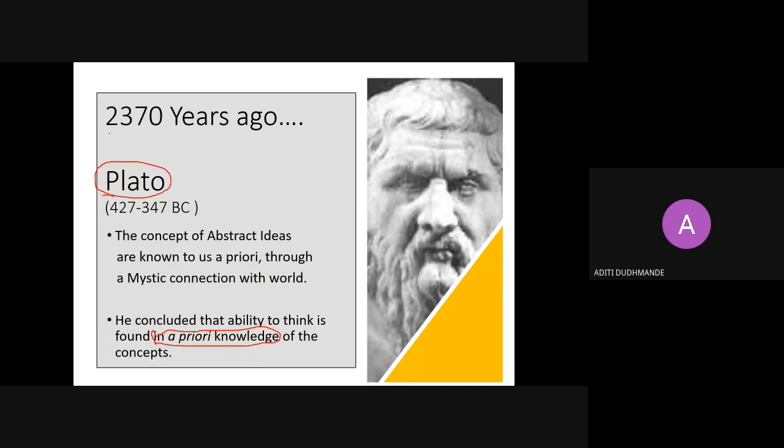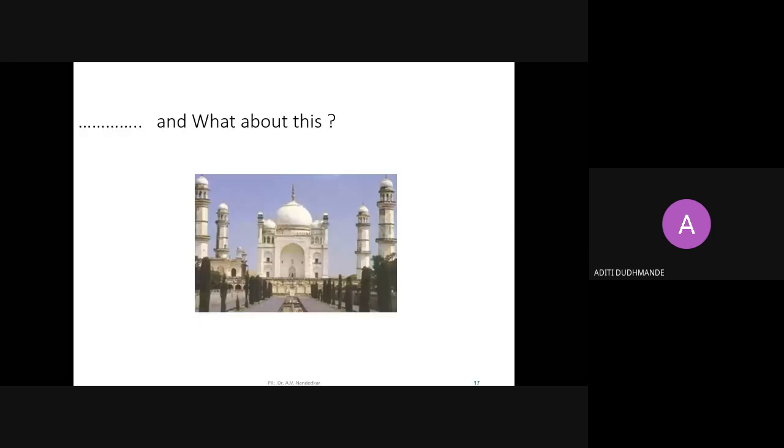You can imagine, in those days no computers, nothing, but he could define what is intelligence 2370 years ago. So he said prior knowledge is the key for intelligence. Now, what is this?